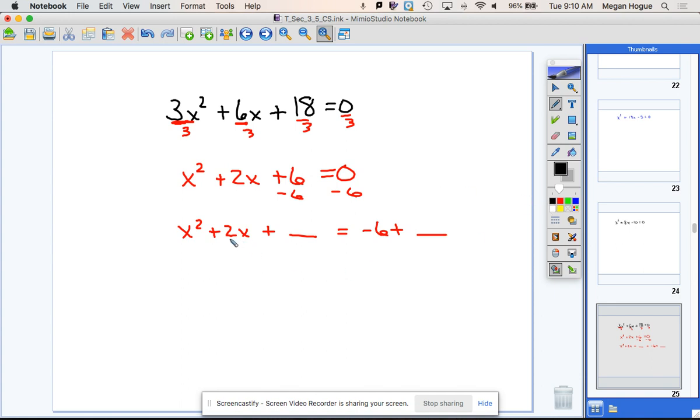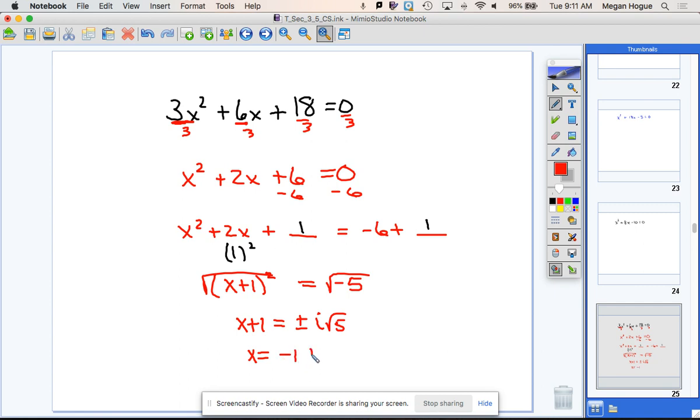All right, here comes the completing the square. Half of 2 is 1, squared, 1, both blanks. So we're going to have x plus 1 squared equals negative 5. Square root, both sides. X plus 1 equals plus or minus... What do I need? Good. No perfect square in there though. So plus or minus i square root of 5. Move that 1 over: negative 1 plus or minus i square root of 5.